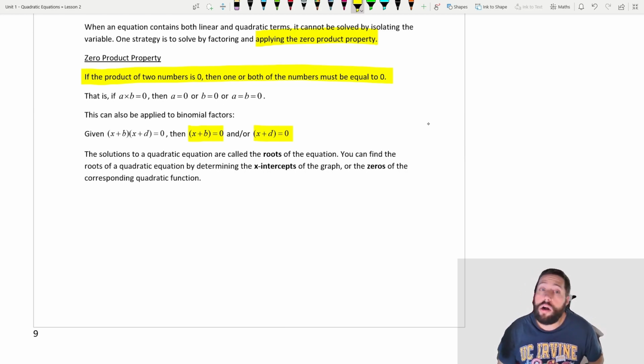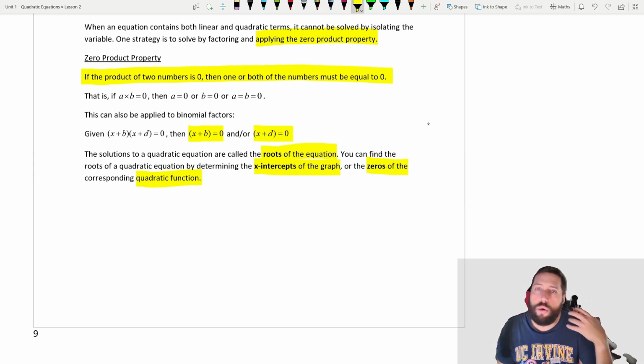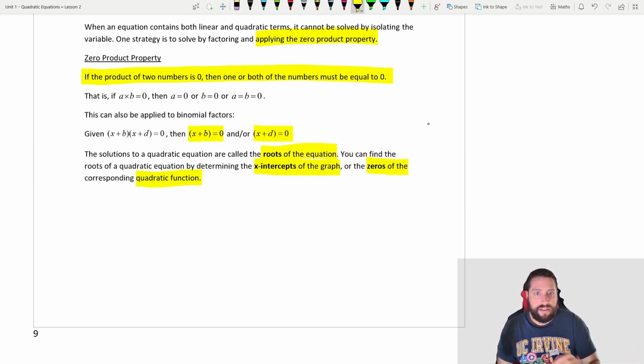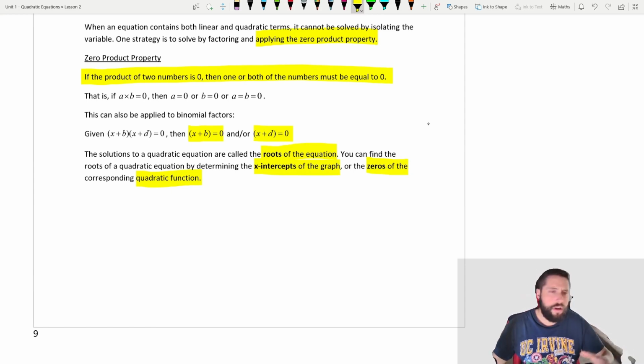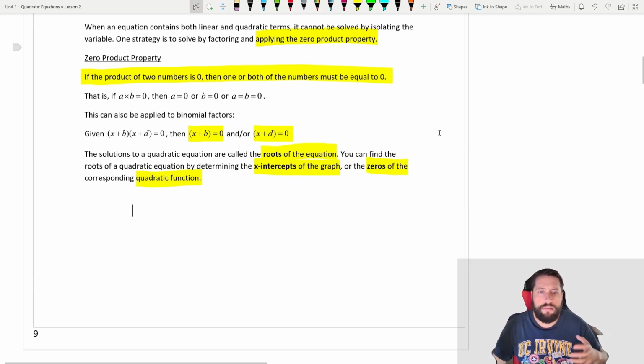The solutions to a quadratic equation are called roots of the equation. You can find the roots of a quadratic equation by determining the x-intercepts of the graph or the zeros of the corresponding quadratic function. So that's the roots of the equation, the x-intercepts of the graph, or zeros of the quadratic function. Okay, they will all be equivalent to each other, but each one represents something different. Roots is to the equation, intercepts is to the graph, zeros is to the function. Okay, and we're going to go through a couple of examples and determine what each of these can be.